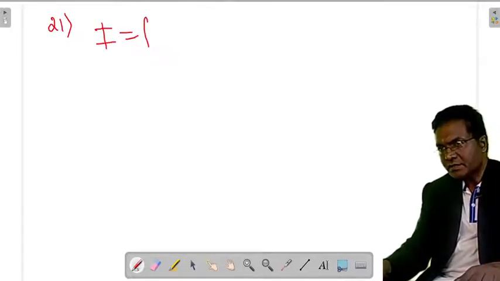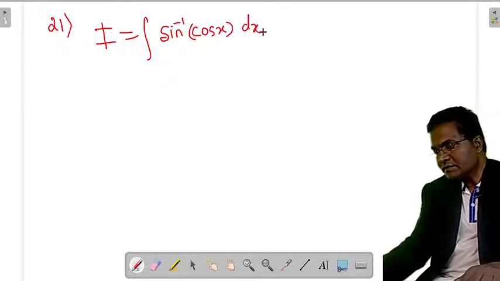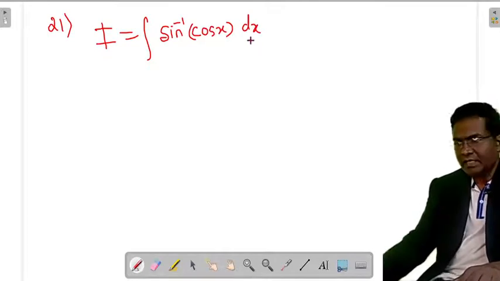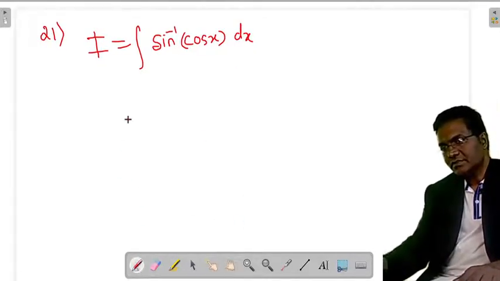Integrate sine inverse of cos x with respect to x. Okay. So very simple.